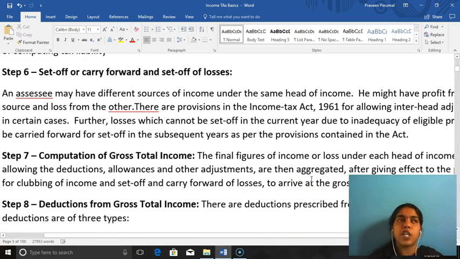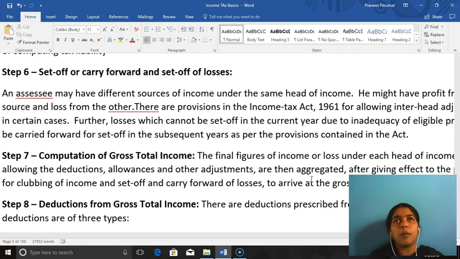For example, let us take profits and gains of business or profession. He is doing more than two or three businesses. In one he is incurring loss, in the other two he is incurring gain. So can it be set off? We have to find out. He is gaining from capital gains, but in profits and gains from business and profession, he has got losses. Can it be set off? That is also to be taken care of.